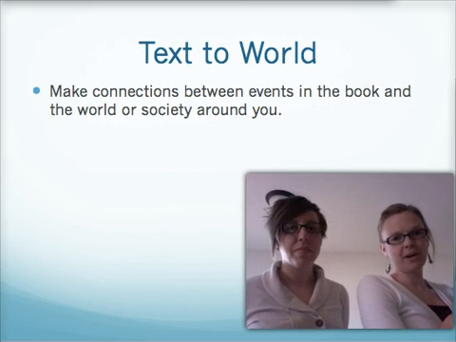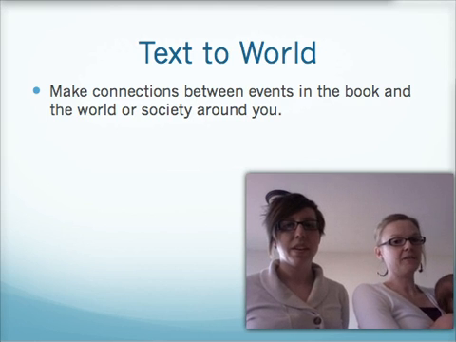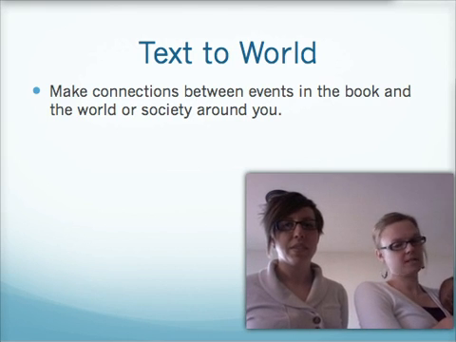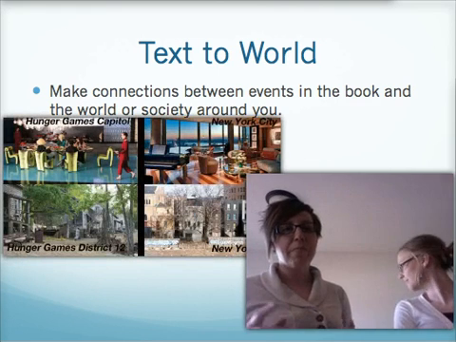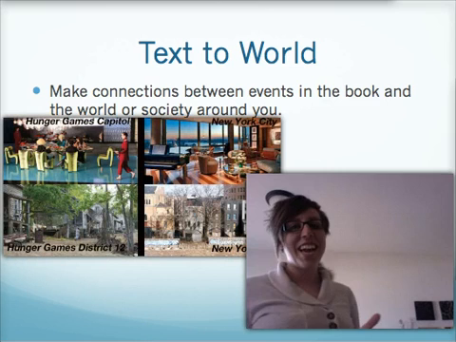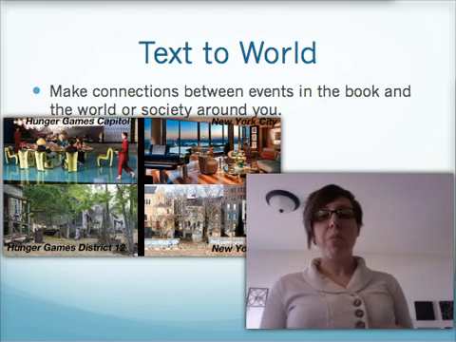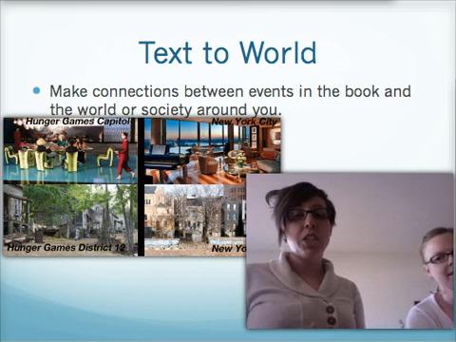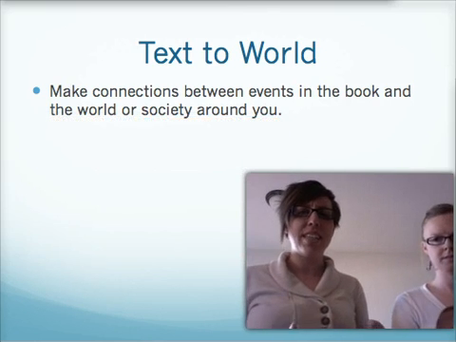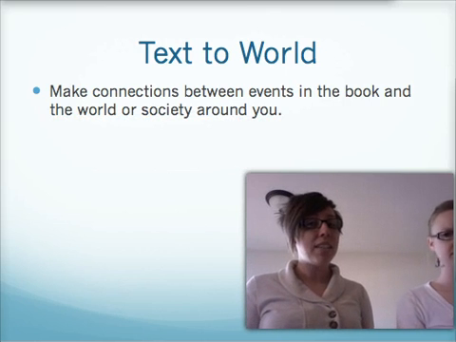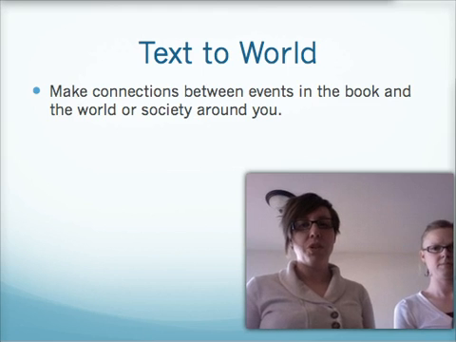And our last connection that we're talking about is text to world. This is when you make connections between events that have happened in your book and you somehow connect them to the world or the society around you. So keeping with our Hunger Games theme, just like in the Hunger Games, there were a lot of different economic statuses. The people in District 13 were poor, and the people in the Capitol were rich and had most of the materials and things that they needed, and even to excess, where people in District 13 or 11 or 12 were struggling to survive.